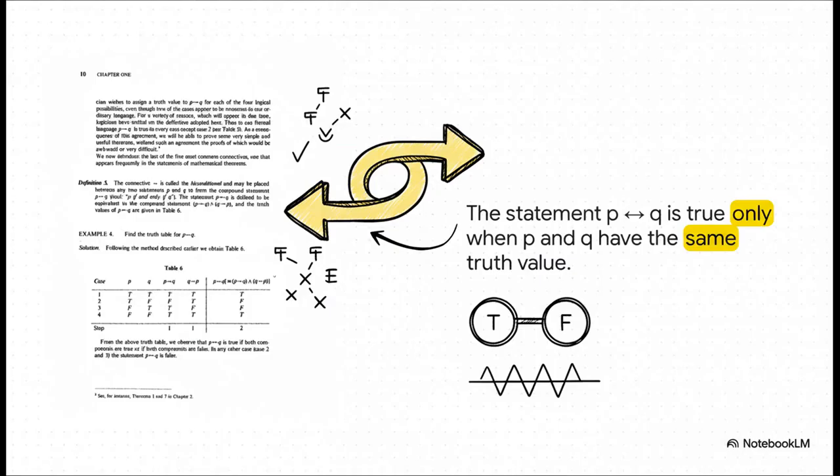And the truth table makes this crystal clear. The only times the statement as a whole is true are when P and Q are perfectly in sync. They're either both true together or they're both false together. If one is true and the other is false, nope, the lock is broken.